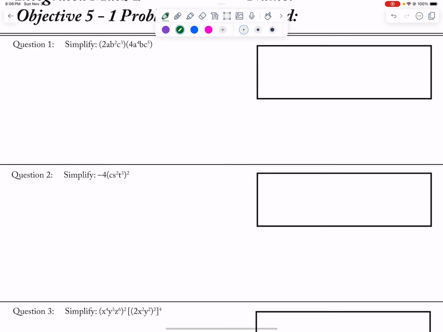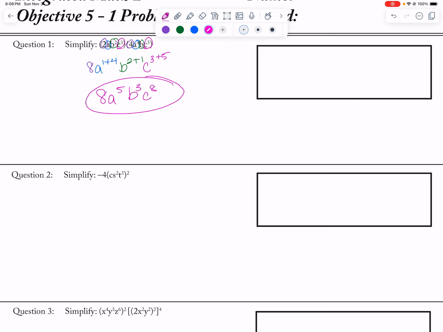All right, so let's look at all the odd numbered questions. So I would have taken my 4 and my 2 and multiplied and got 8. I would have taken my A and my A, and A to the 1 plus 4. And then I would have taken my B and my B, so B to the 2 plus 1. And then I would have taken my C, so that's C to the 3rd plus to the 5th power. So this is 8A to the 5th power, B cubed, C to the 8th.